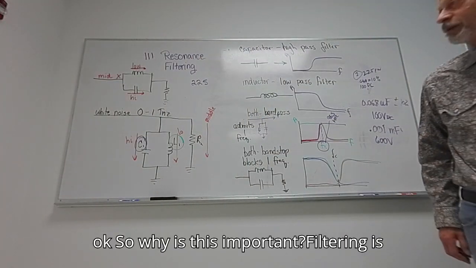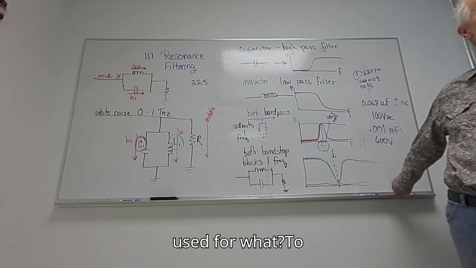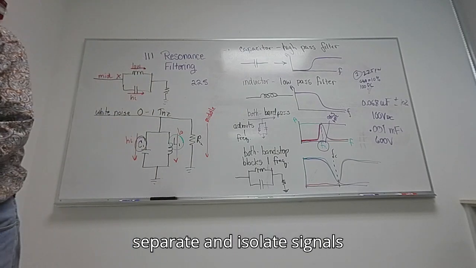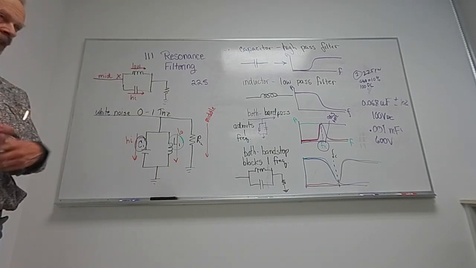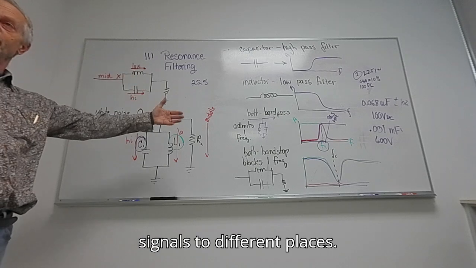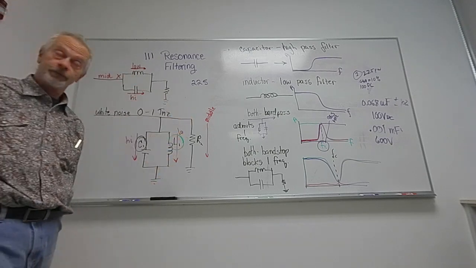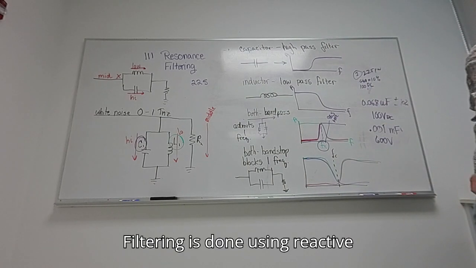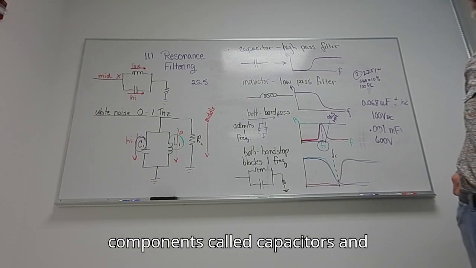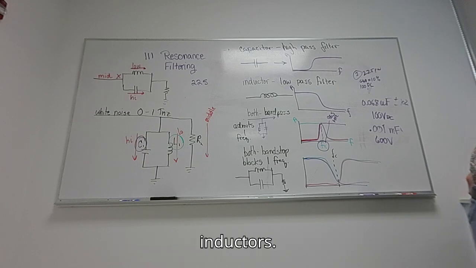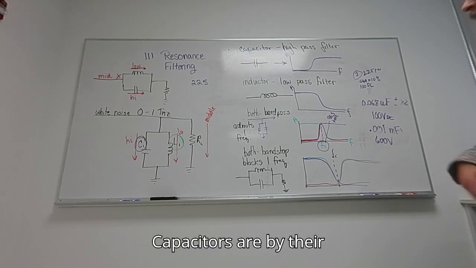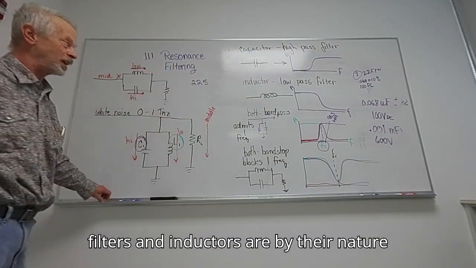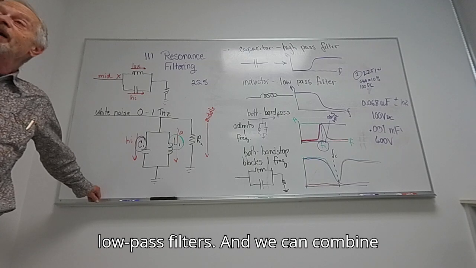Okay, so why is this important? Filtering is used for what? To separate and isolate signals, and in some cases to route different signals to different places. Filtering is done using reactive components called capacitors and inductors. Capacitors are by their nature high pass filters, and inductors are by their nature low pass filters.